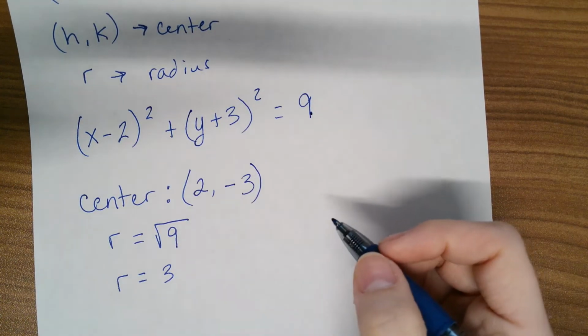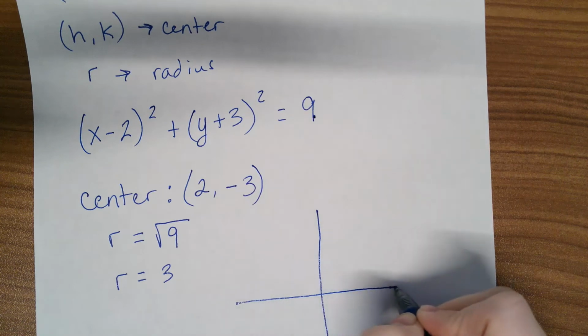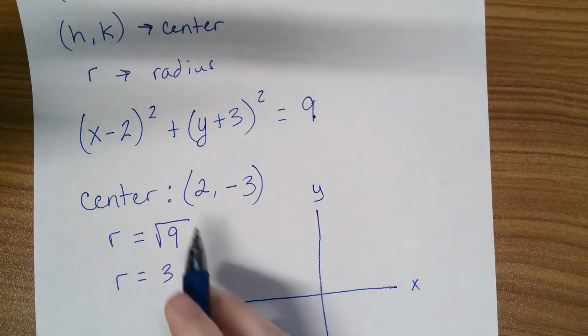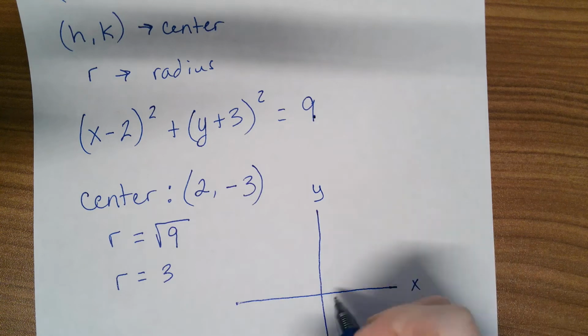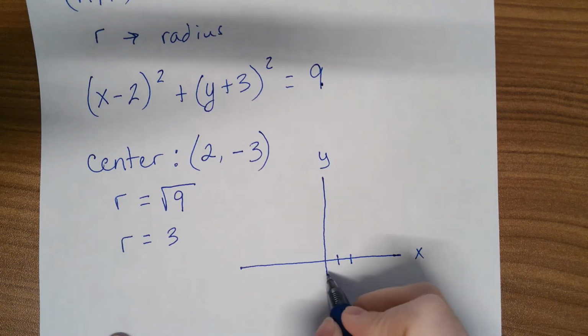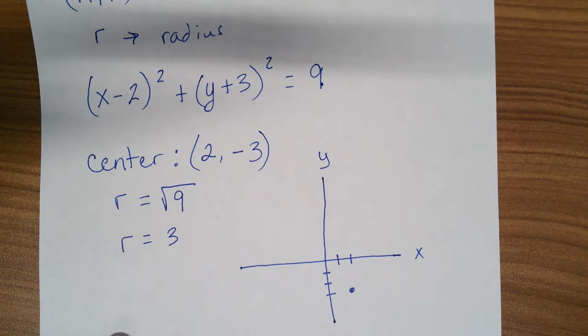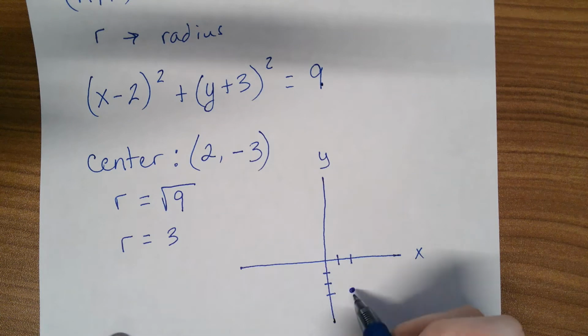So let's come over here and let's graph this real quick. I found my information. Now I want to graph it. How would I do that? Well, I'm going to start with my center. So I know the center is at positive 2, negative 3. So I'm going to go 2 on the x-axis and down 3 on the y-axis. So 1, 2, 3, right about there. There's my center. Now since the radius is 3, from the center, if I go up, down, left, right, I should go a distance of 3 to get the outline of my circle.